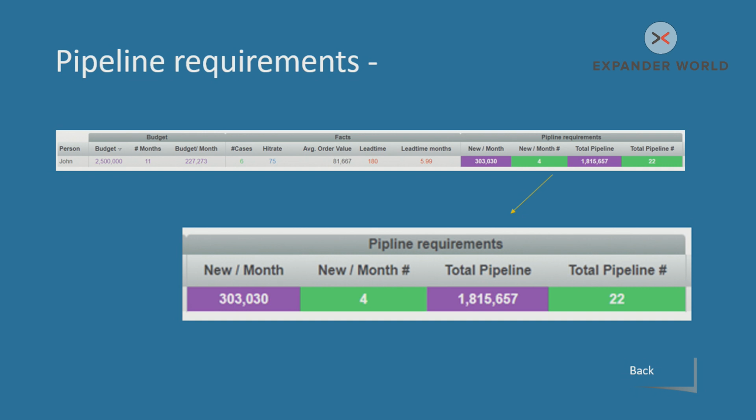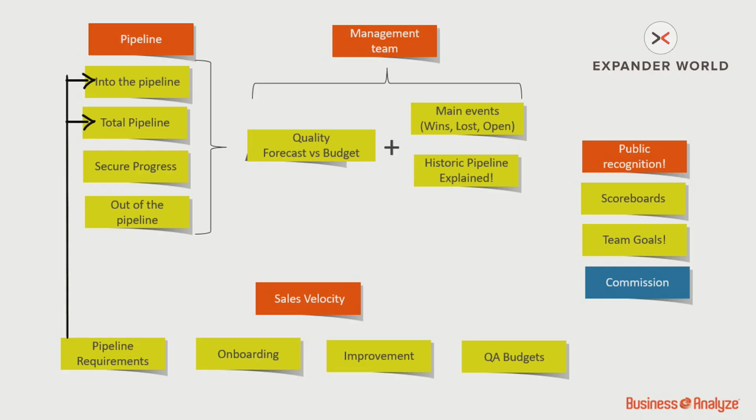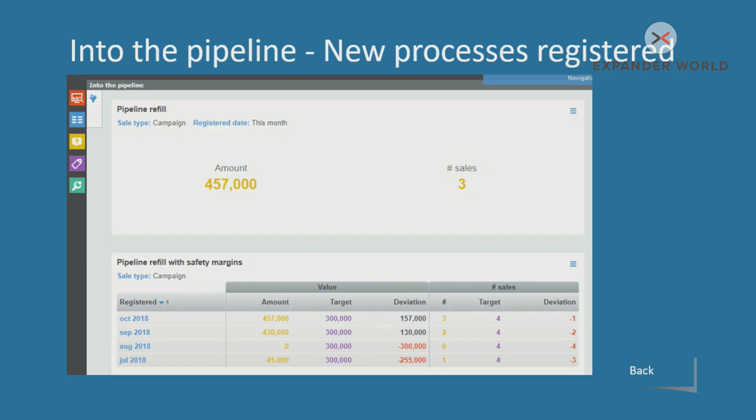So I don't need anybody to tell me how much I have to put in here. You already established that in the meeting between the sales leader and the sales rep. This is the new registered processes in SuperOffice, amount and number of sales. It's the same figure here, but here I have the target. So I can see this is the target I have to meet in new processes every month to be able to deliver my figures. And this is the number of cases as well.